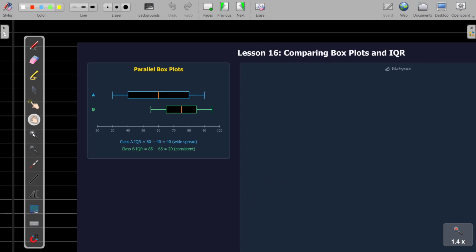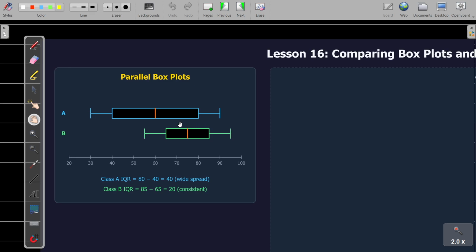Let me just tell you about how box plots are powerful for comparing two different groups side by side. Because if we put class A and B on the same number line, we can instantly see who performed better and who was more consistent. Because this is very visual, we can just look at the physical sizes of the box.